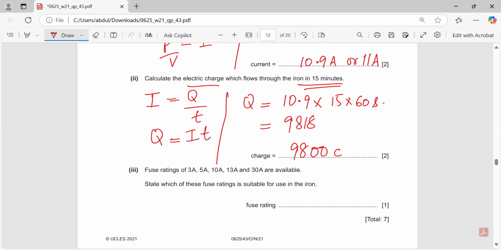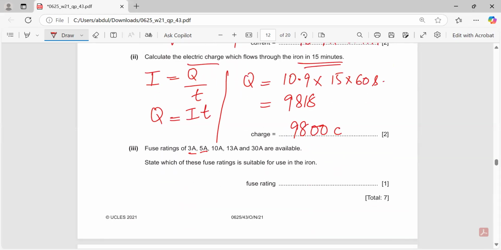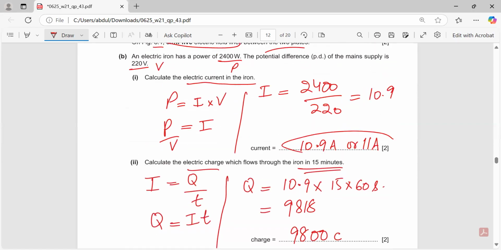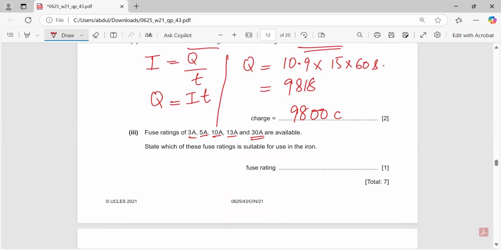Now, fuse ratings of 3 ampere, 5 ampere, 10 ampere, 13 ampere, and 30 ampere are available. State which of these fuse ratings is suitable for use in the iron. Let's see how much current is flowing through the iron. It is 11 ampere. So the 3 ampere, 5 ampere, and 10 ampere fuses are not useful. 13 ampere and 30 ampere are the remaining options. We always choose the next higher value available.